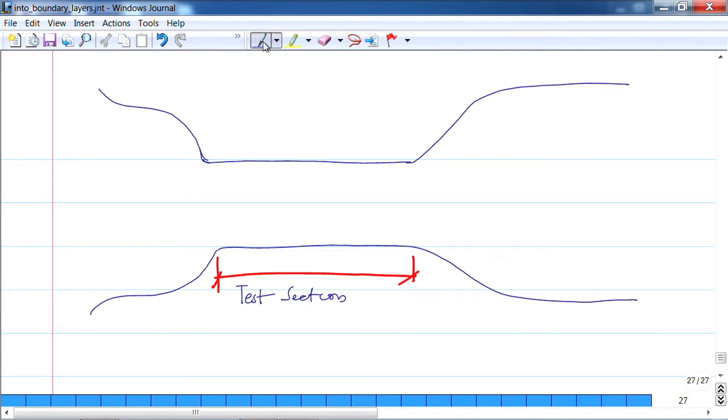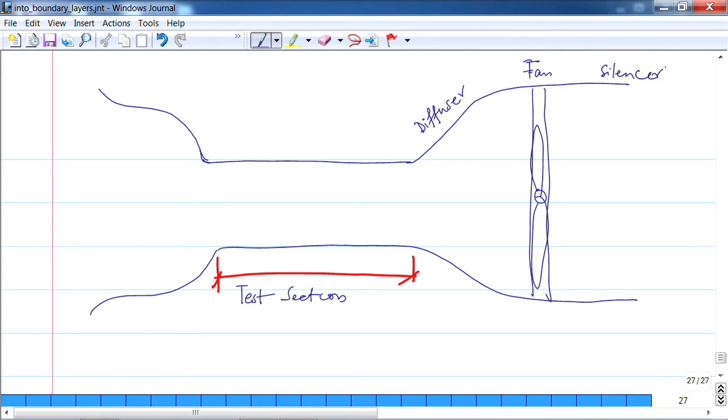This bit is the diffuser. One will have a fan somewhere here. So, that is the fan. These things make a lot of noise, so we will have a silencer somewhere over here.